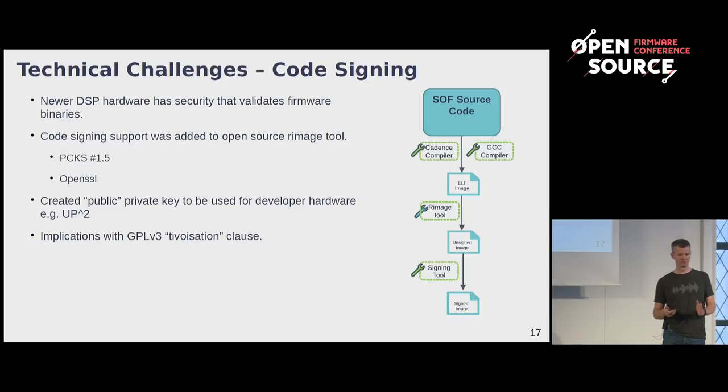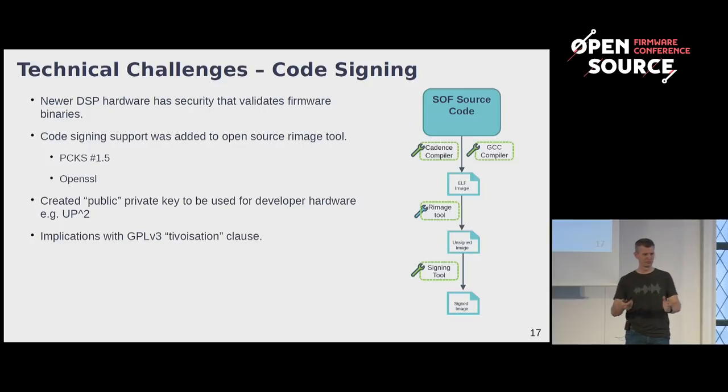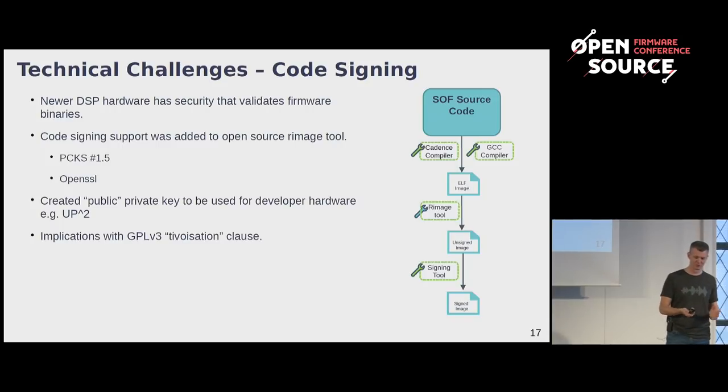The only people that had the key to sign were the closed source firmware team, who by this time wouldn't speak to me, and the OEM. But luckily the OEM would speak to me, and thought that was a very good idea. The company who make UpSquared want to build a developer community around their hardware. So they took our public private signing key and installed it on their BIOS image. So you can sign with our signing key, and you can run your firmware on UpSquared.